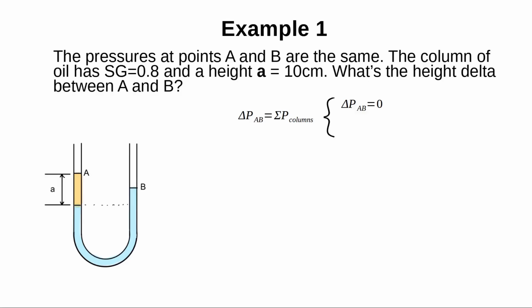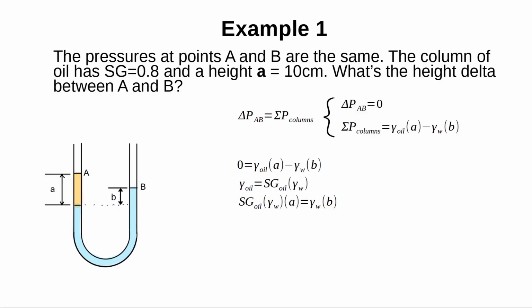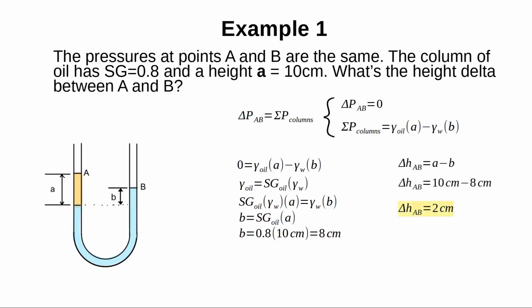Now let's look at the column pressures, starting at A. We move down the oil column at a distance A, so the first term is positive. Then, from that elevation, we move up through the water at a distance B, so the second term is negative. Let's rewrite our equation. We need to find the height B to calculate the height delta. First, the weight of oil can be rewritten in terms of its specific gravity, and our equation now looks like this. We can simplify by dividing the equation by the weight of water and solve for B, which is 8 centimeters. Now the height delta is just A minus B, which ends up as 2 centimeters.